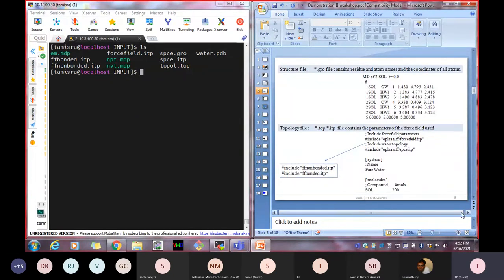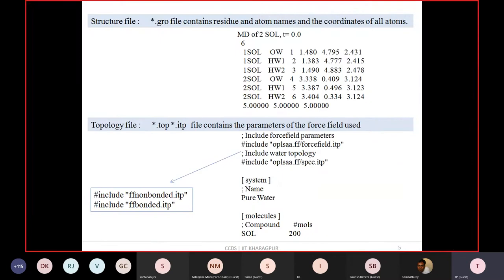So basically, here in the first part, which is the structure file, this is how it looks. For a GRO file, when we do some real example study we can also see it, but let's check it out here.